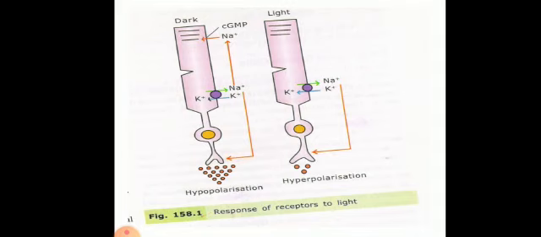Now the rods and the cones do not generate action potentials, but instead they generate a graded hyperpolarization potential, which depends on the intensity of the stimulus, the amount of light falling on them. The rod receptor potential has a very sharp onset and a slow offset potential. In contrast, the cone receptor potential has a very slow onset and a sharp offset potential.